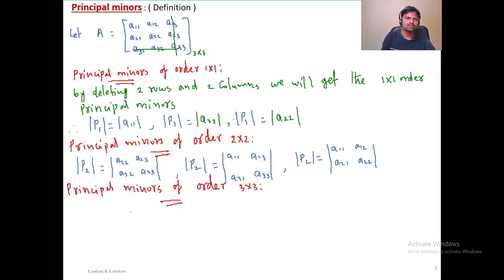So how many? 3 by 3 I want, but the given matrix is of order 3 by 3 only, so indirectly the entire matrix will be the third order principal minor. So determinant of P3, that means the 3 by 3 third order principal minor, is nothing but the given matrix A only, the entire matrix. It is nothing but det of the matrix A: A11, A12, A13, next A21, A22, A23, next A31, A32, A33, like this.